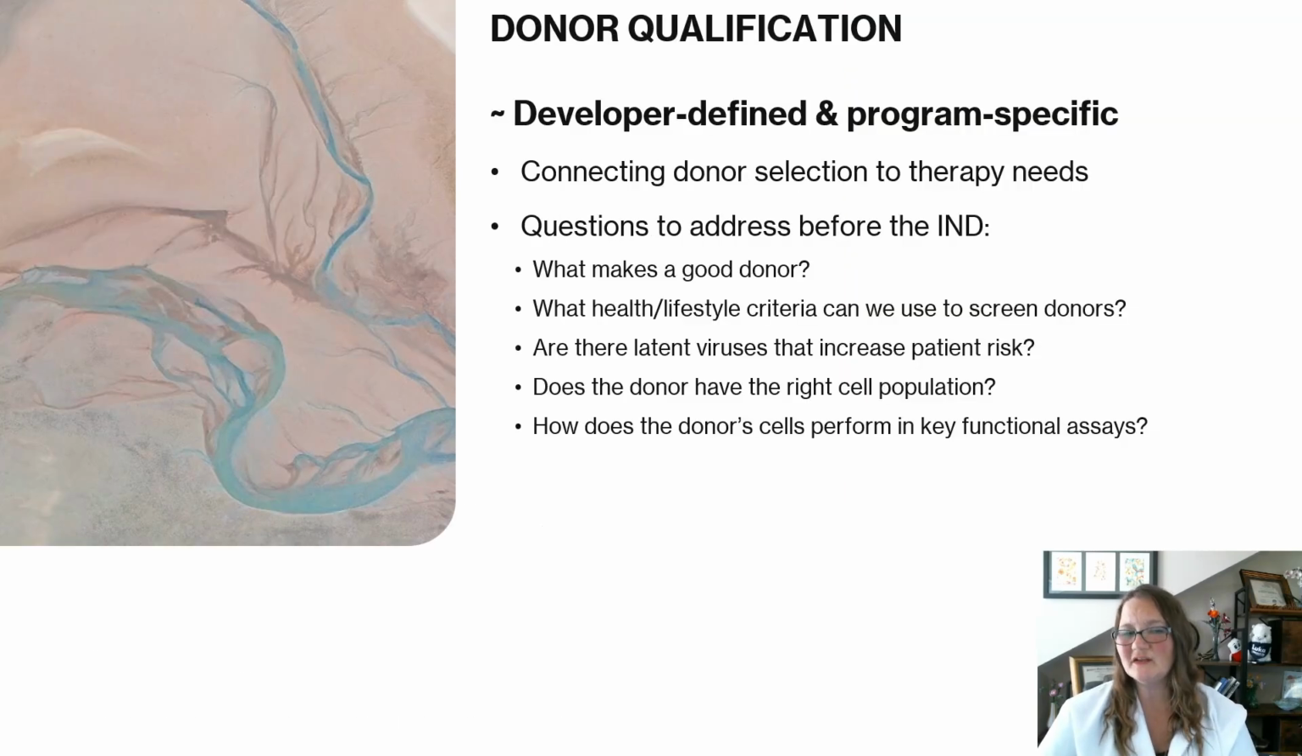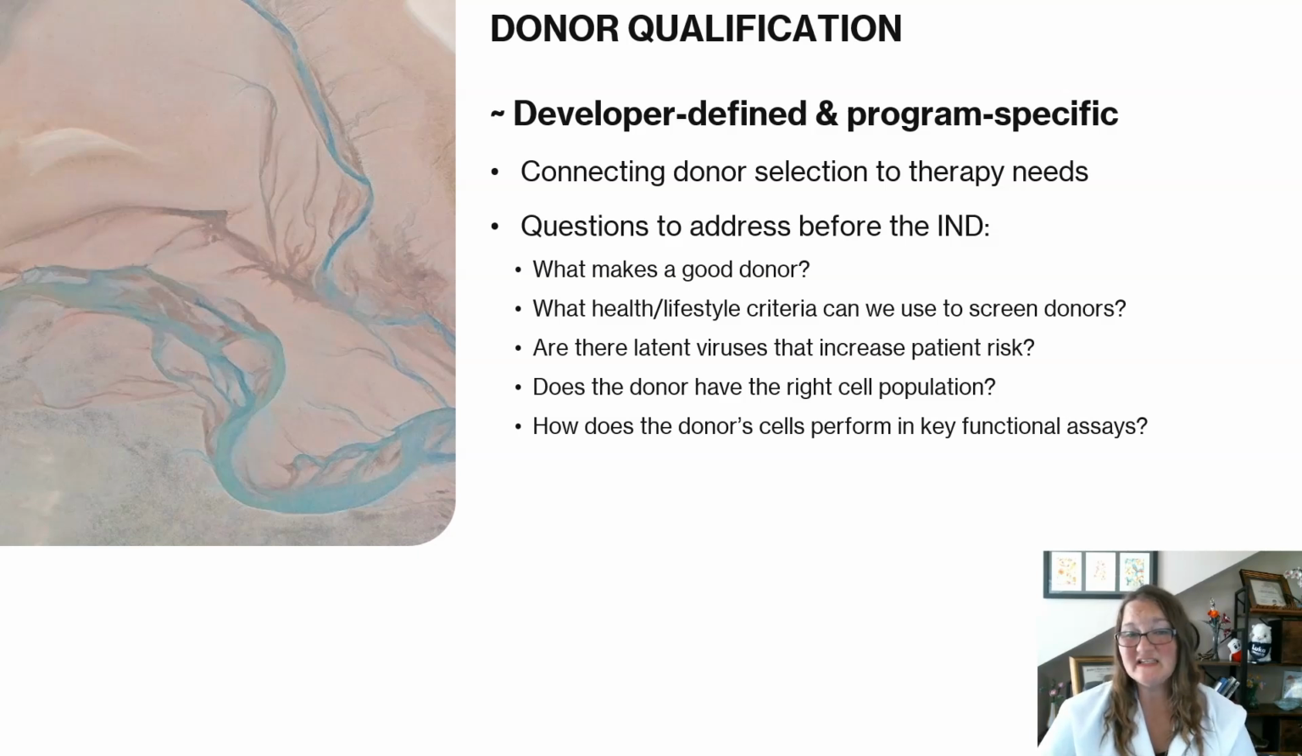Third is donor qualification. Donor qualification is defined however the developer wants. It's program-specific rationale to include or exclude a donor from the collection and thus the manufacturing process of the therapy. This is where the developer connects donor selection to the needs of the therapy. Questions the developer must answer early are, what makes a good donor for our therapy? Are there health or lifestyle criteria we can use to assess whether a donor's cells will perform well in manufacturing or function well as a therapy?